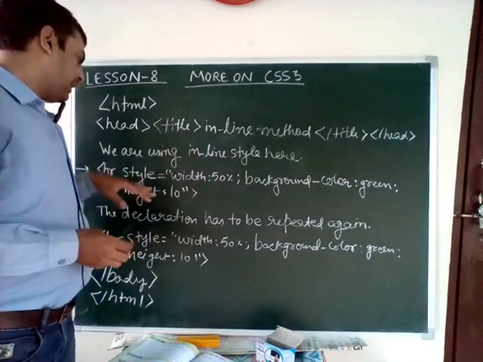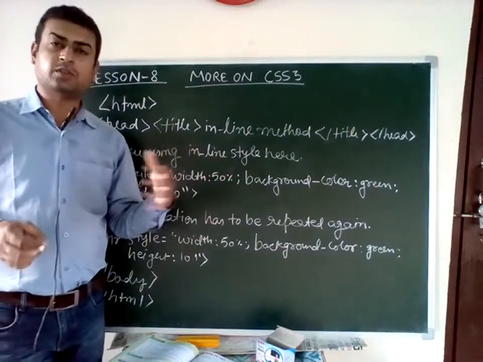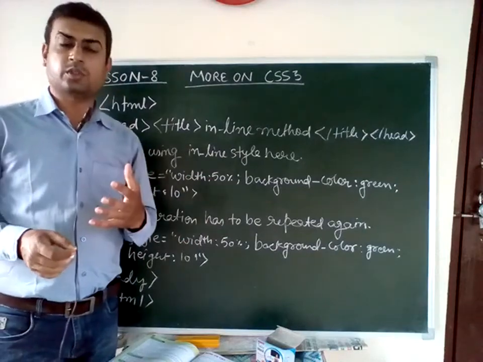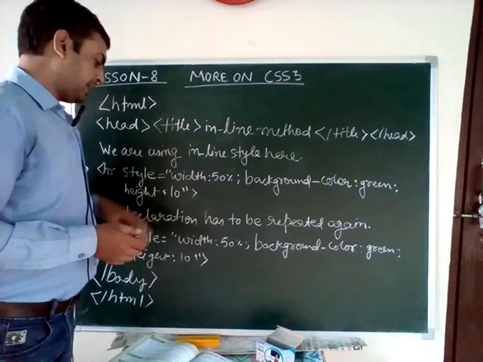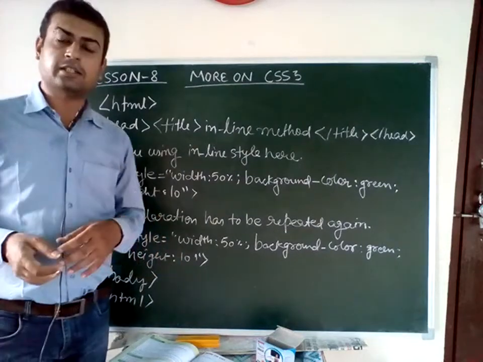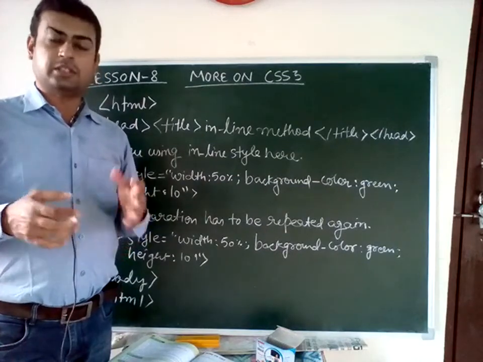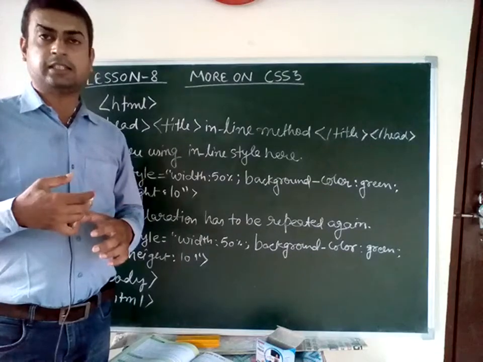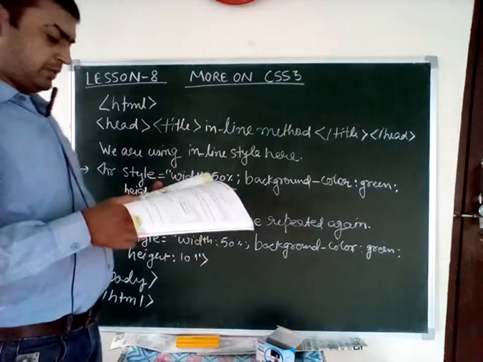Second thing, HR style width 50%, background color is green and height is 10. Whatever the attributes you want, you can give. So the same thing, second time when I have given the HR, then second time again I have to declare it properly. So this is the basic problem when we are declaring the styles each and every time, but in CSS it will be resolved.